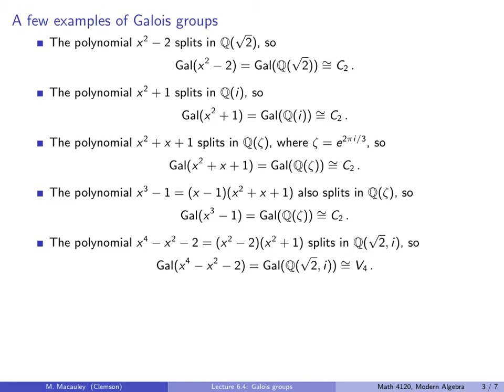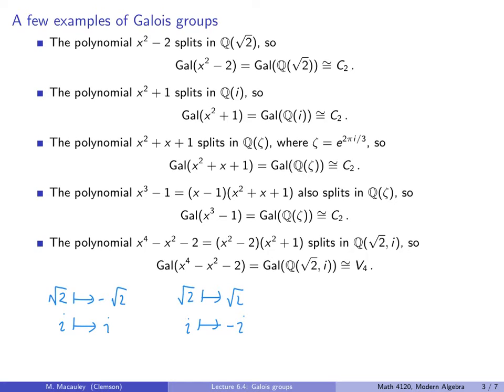So the Galois group of this polynomial is the Galois group of this field extension, Q adjoined root 2 and i. I claim that that is isomorphic to V4. And to see why, let me show you what the non-trivial automorphisms are. Well, there's one of them that sends root 2 to negative root 2 and fixes i. Then there's another automorphism that fixes root 2 and it sends i to negative i, so complex conjugation.